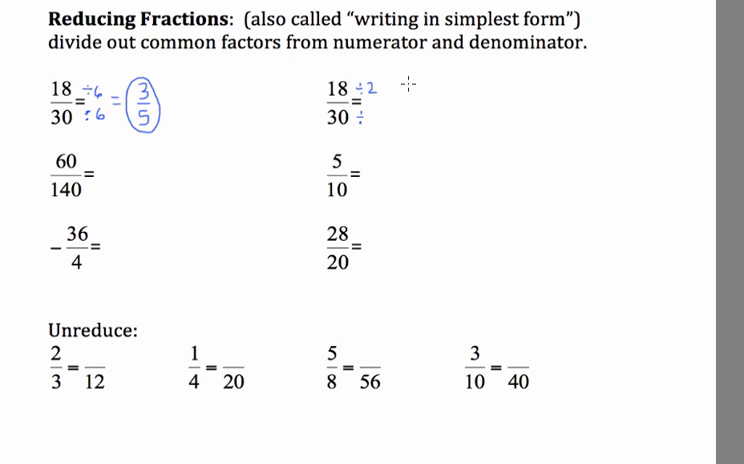I always check for that trick first. So 18 divided by 2 is 9. 30 divided by 2 is 15. So 9/15. I see that 9 and 15 both divide by 3. Nine divided by 3 is 3. 15 divided by 3 is 5. Again, I get the same answer, 3/5. If I divide by 6, or if I divide by a 2 and then the 3. Notice the 2 times the 3 would make the 6.